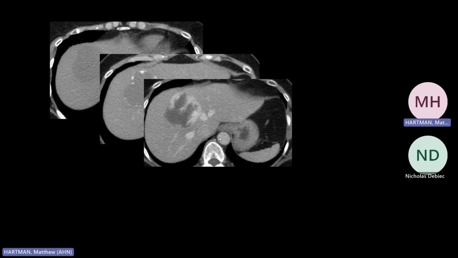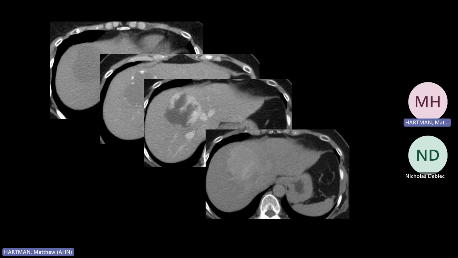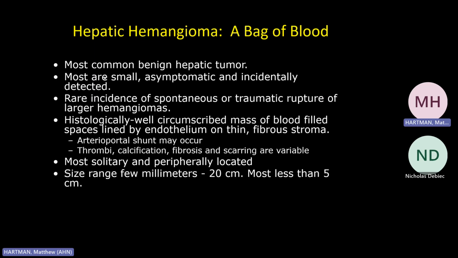Portal venous phase, 60 seconds after, starting to fill in. And then we wait 3 to 5 minutes, delayed phase, completely filled in. Give you a couple of seconds to think of your differential. But this is a classic hemangioma.